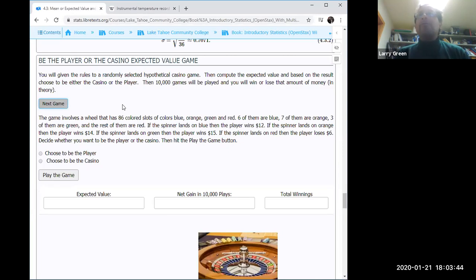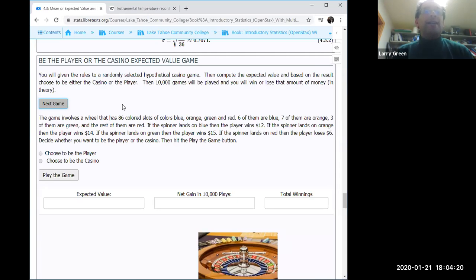Okay, so this game involves a wheel. And the wheel has 86 colored slots of colors blue, orange, green, and red. 6 of them are blue, 7 are orange, 3 are green, the rest are red. If the spinner lands on a blue, the player wins $12. If it lands on an orange, the player wins $14. If it lands on a green, the player wins $15. If it lands on red, the player loses $6. So the question is, should you be the casino or the player?